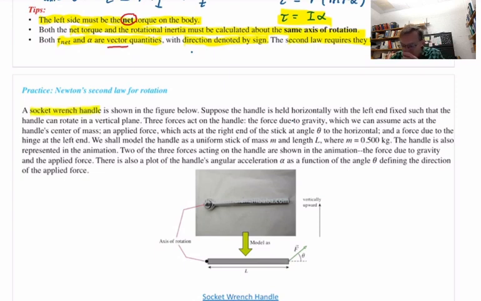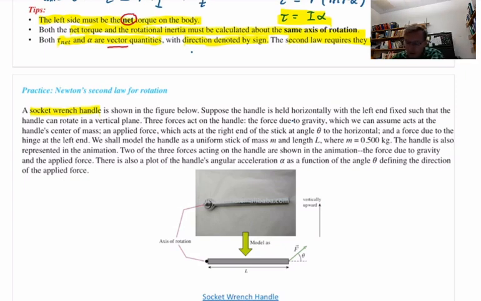The picture down here is a photograph of a socket wrench handle, and it's meant to be pivoted or rotated about an axis at one end. And then you pull on the other end to get something to rotate. So that's a socket wrench handle, okay? And we're going to assume that it's currently being held horizontally in a vertical plane. So this photograph is vertical, and we're going to hold it up so that it's in a vertical plane, but it's being held horizontally in a vertical plane.